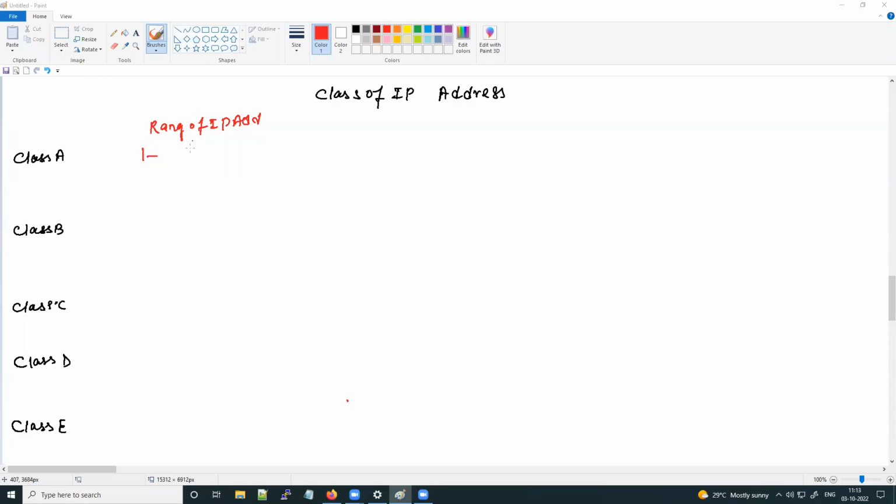So for class A, the range of the IP address is 1 to 126. This is the range of the IP address and subnet mask. Subnet mask is 255.0.0.0 and prefix mask or CIDR notation is /8.